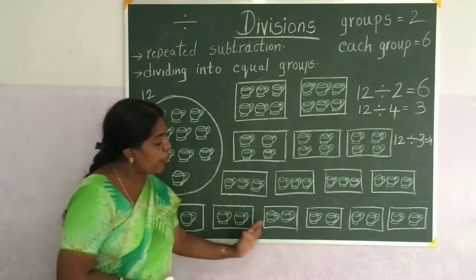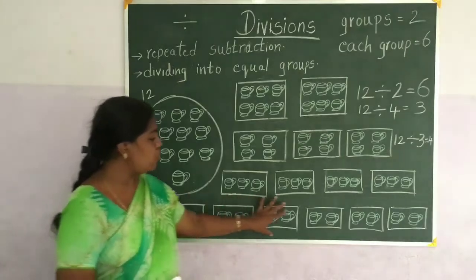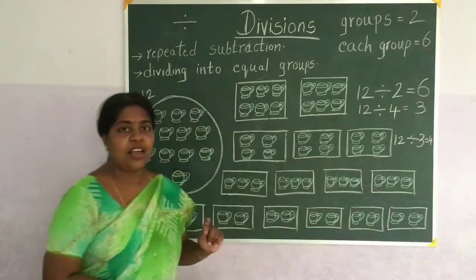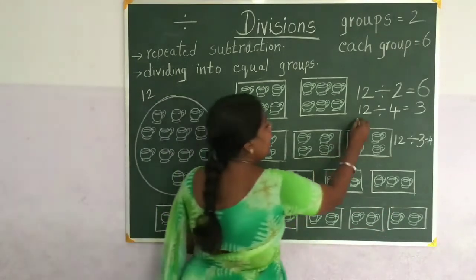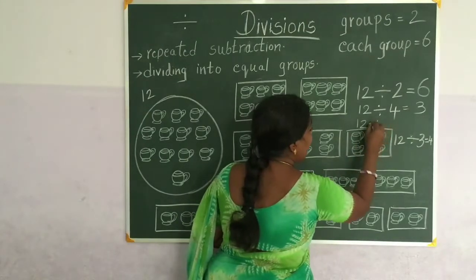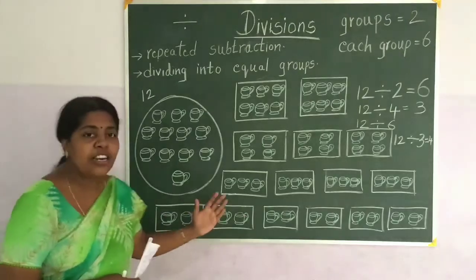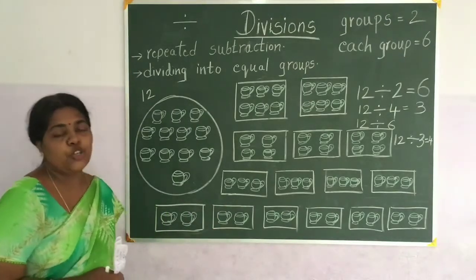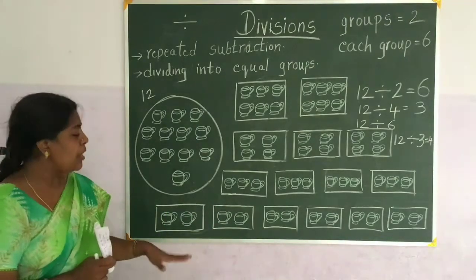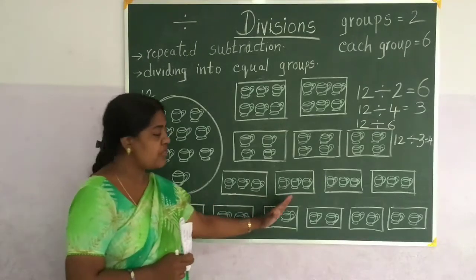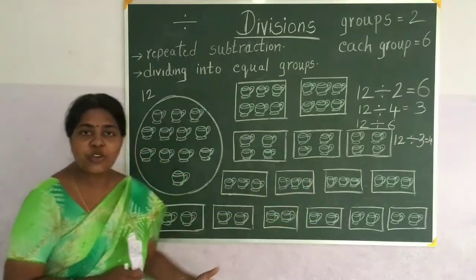Here how many groups are there? 1, 2, 3, 4, 5, 6. So 12 cups are divided into 6 groups. So when 12 cups are divided into 6 groups, how many cups are there in each group?